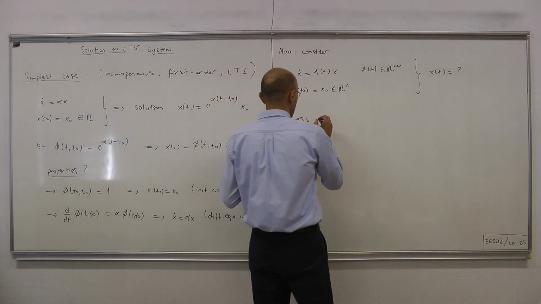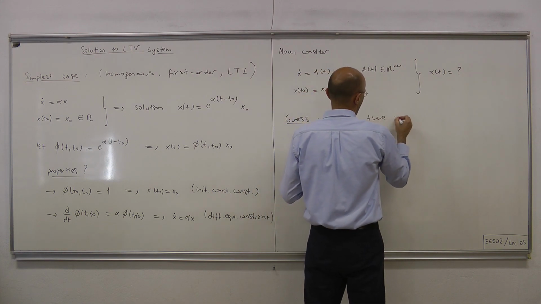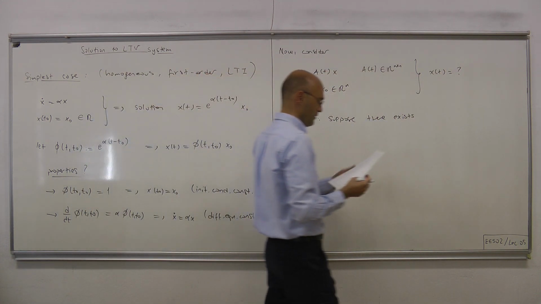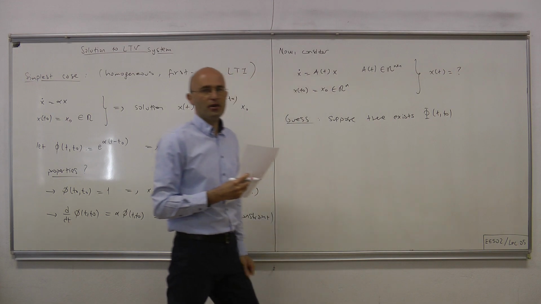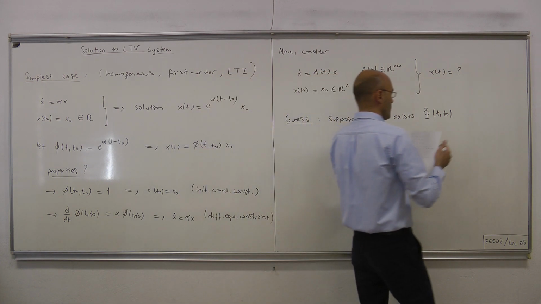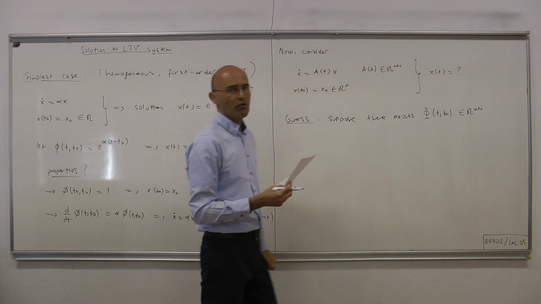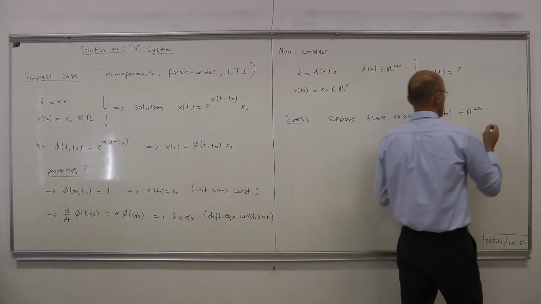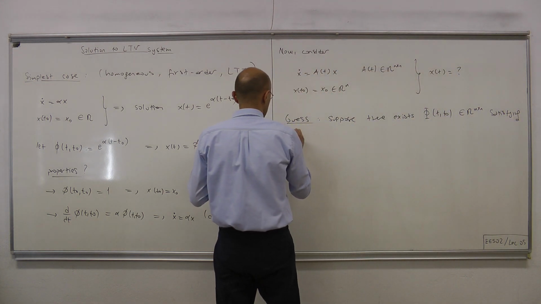So suppose there exists a matrix, calling it capital phi, which is a function of two real variables called t and t0. And for each pair of t, t0, it's a matrix in R^(n by n), satisfying properties.